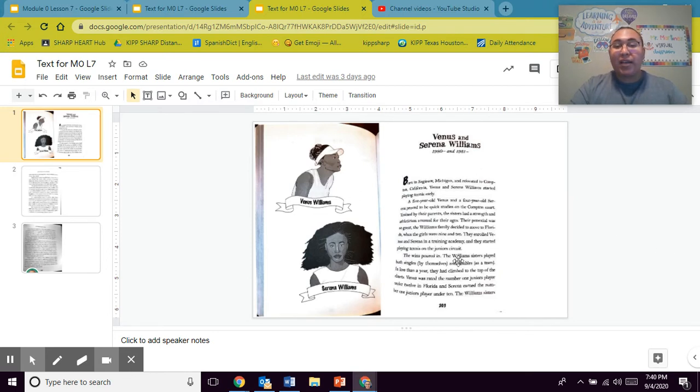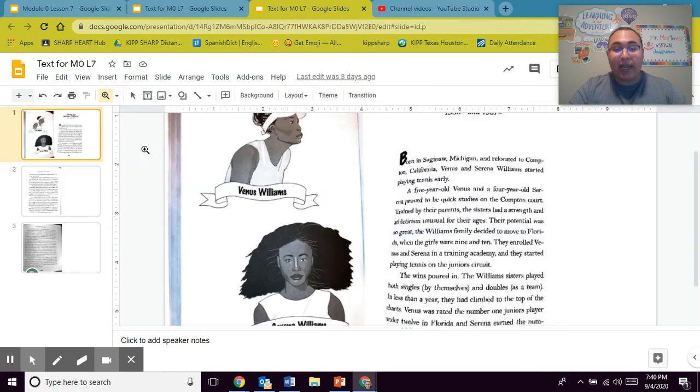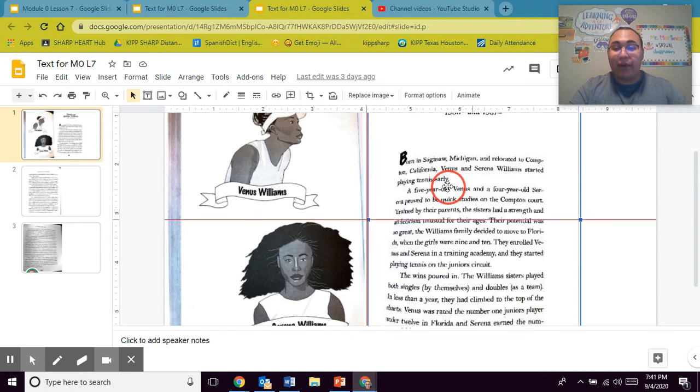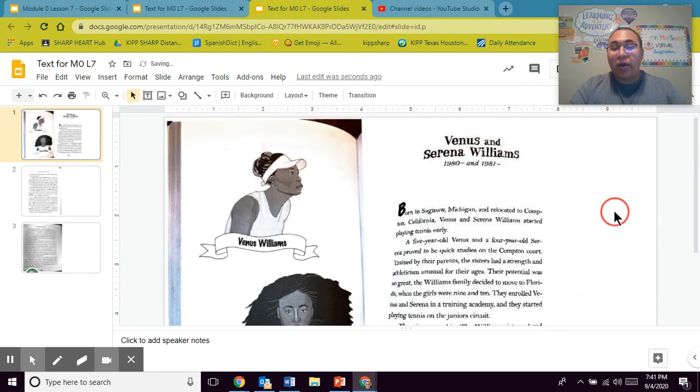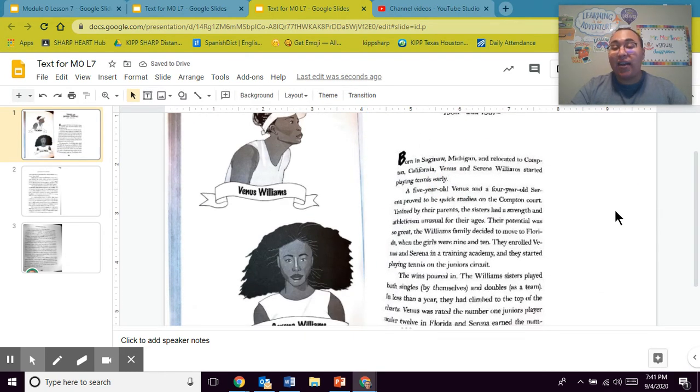So as you can see, my text is a little small, so I want to make it a little bigger. If I want to do that, I can go to this little magnifying glass that says zoom. I'm going to click it and I'm going to go to 100%, and it's going to make my text a little bigger. So let's go ahead and reread, and I'm going to annotate for us.